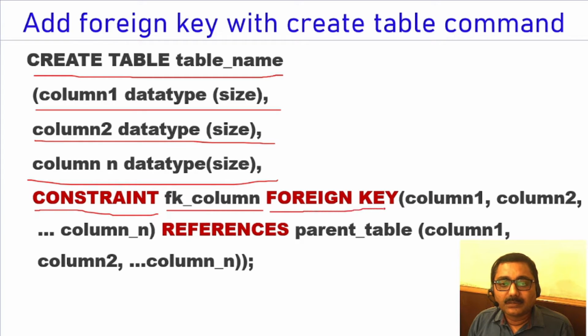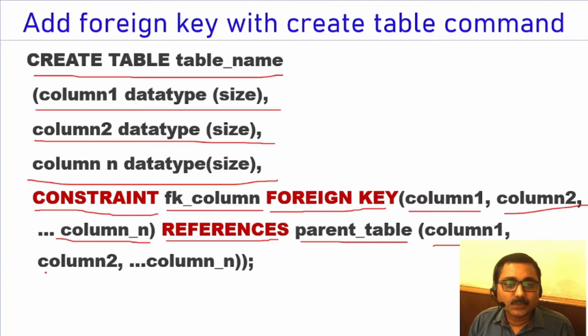Then we'll use foreign key. This is called the type of constraint, and these are the foreign key columns which will be referred with some other table's key columns. It is going to reference, this will be the name of the parent table, and these will be the columns which will be referred by the child table.